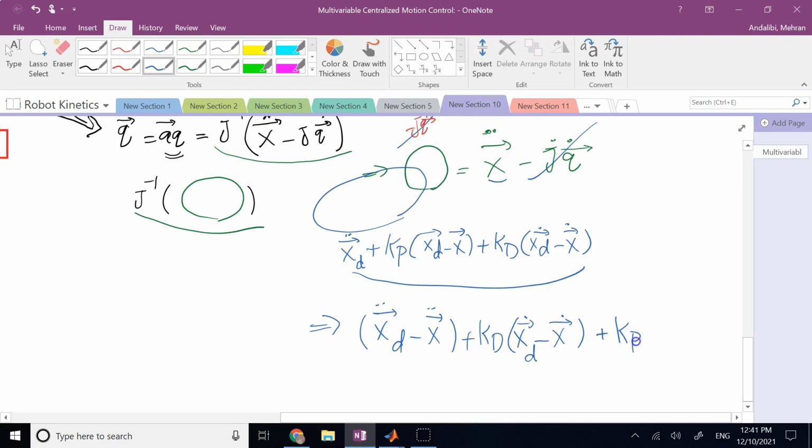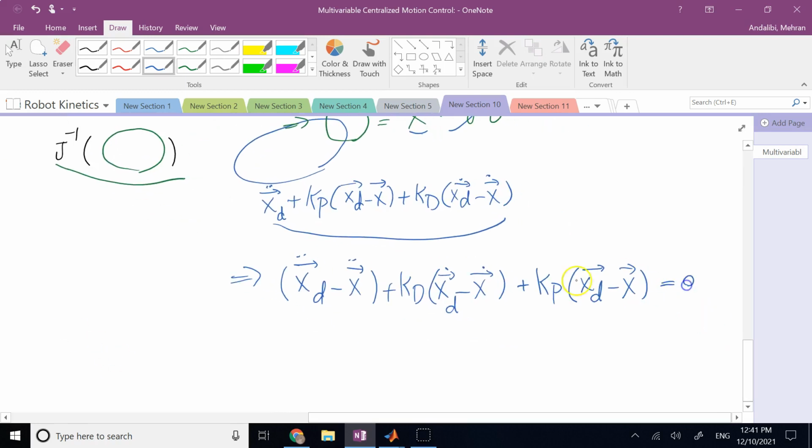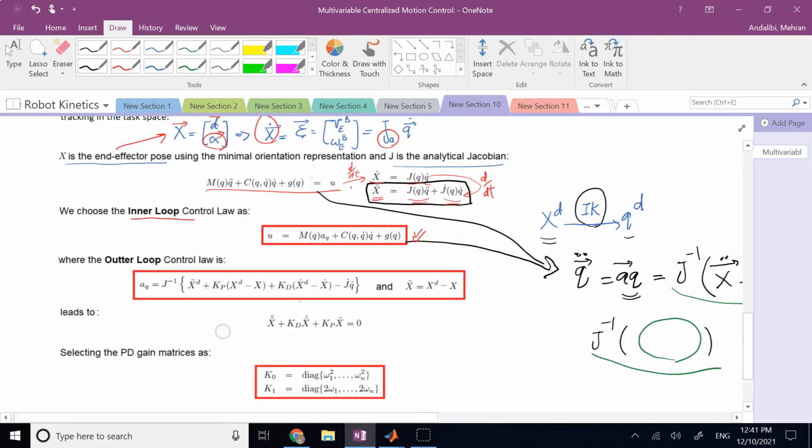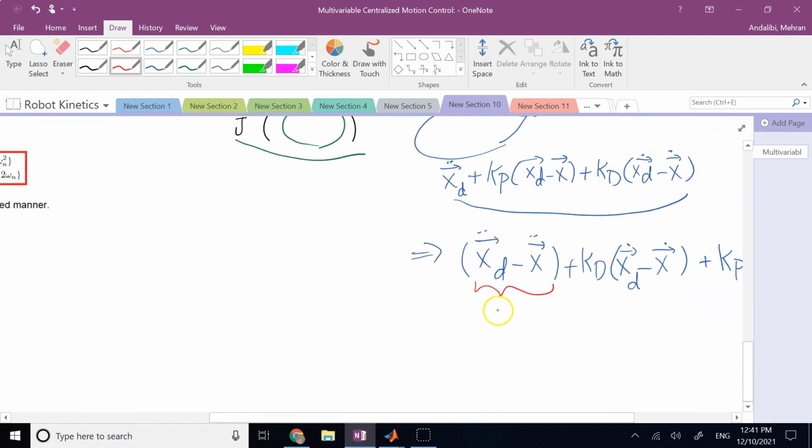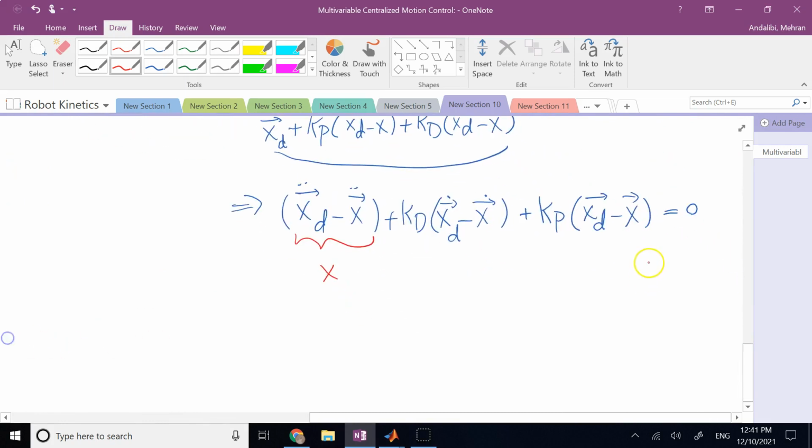And this is exactly the equation that we had last time, except it was in terms of Q error. This time it is in terms of X error. So if I call this guy X error, or in your notation here, you see I have used X tilde, which is the same as X error. So if you call this one X tilde, then this guy is going to be X tilde dot, and this guy is going to be X tilde double dot.